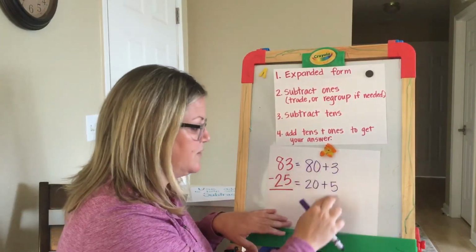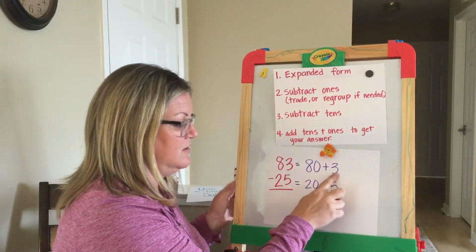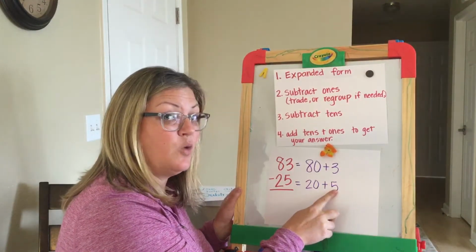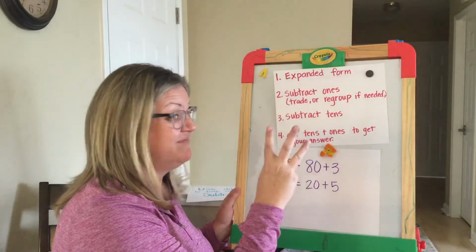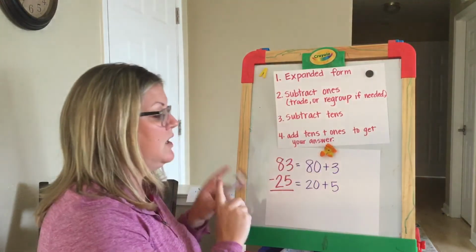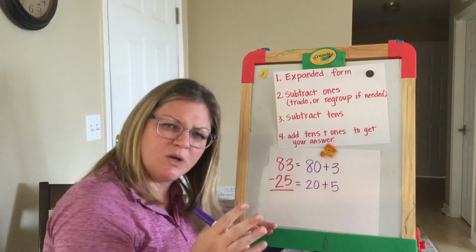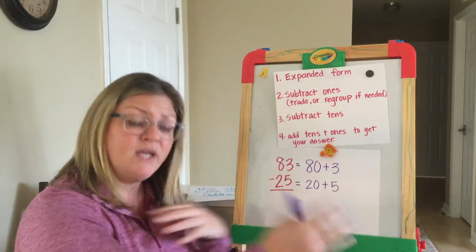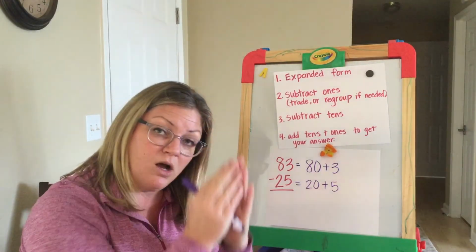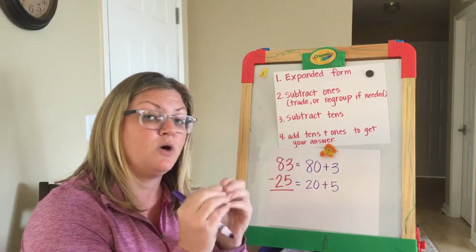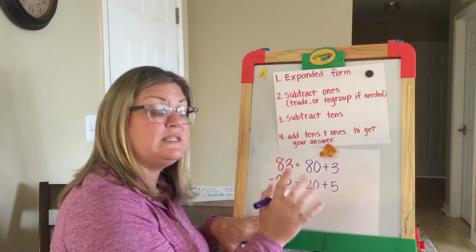Okay, so here's my ones right here. I need to subtract them. If I have 3 things, can I take 5 away? Not very easily. So let's regroup. Let's do like we did with base 10 blocks. Do you remember when we had the base 10 blocks? And if we needed to trade, we would just change the way it looked. Instead of having a long 10, instead we broke that up into 10 little ones. Same idea right here. We're just going to show it differently.